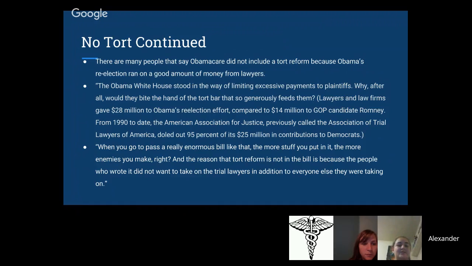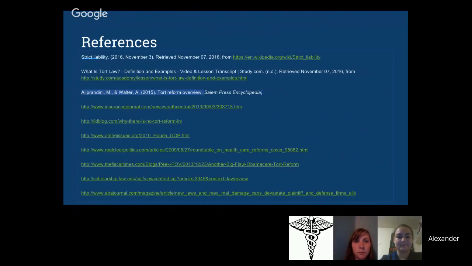When you go to pass a really enormous bill like that, the more stuff you put in it, the more enemies you make, right? And the reason that tort reform is not in the bill is because the people who wrote it do not want to take on the trial lawyers in addition to everyone else they were taking on. That's it.